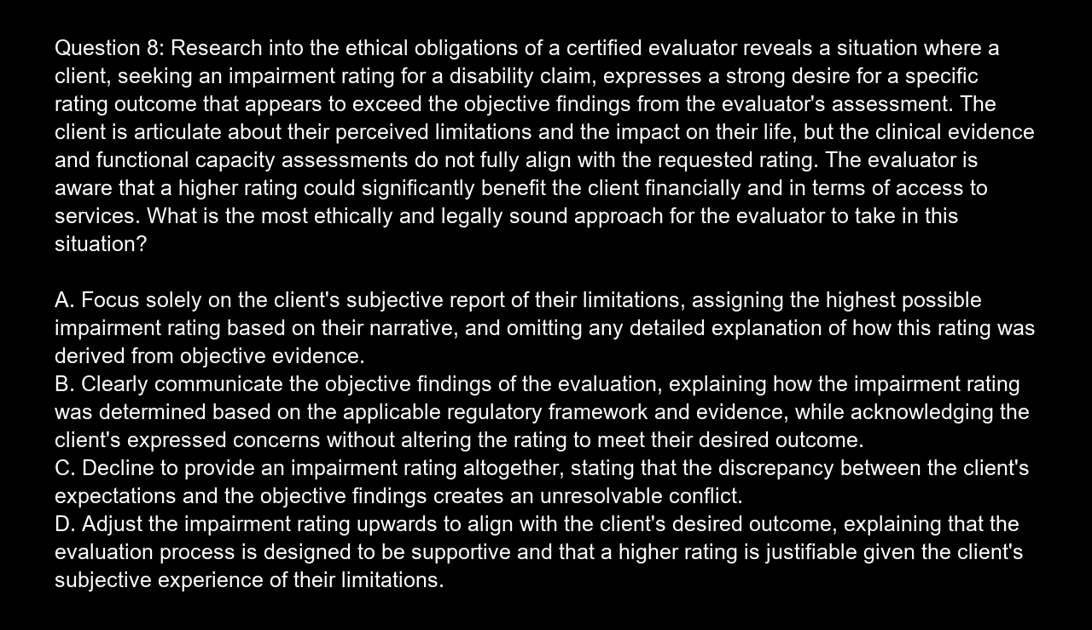Option C. Decline to provide an impairment rating altogether, stating that the discrepancy between the client's expectations and the objective findings creates an unresolvable conflict. Option D. Adjust the impairment rating upwards to align with the client's desired outcome, explaining that the evaluation process is designed to be supportive and that a higher rating is justifiable given the client's subjective experience of their limitations.